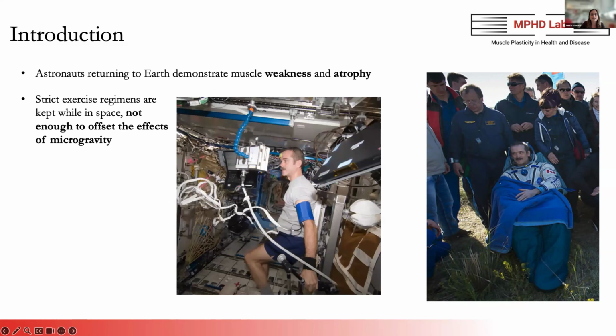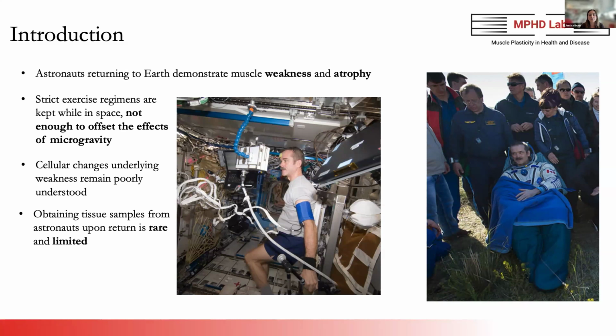Now, in order to counteract these losses, astronauts typically maintain a very strict and arduous exercise training regimen, but unfortunately, it has not proven to be enough to attenuate the changes to skeletal muscle. This leaves us with the need to discover an adjuvant therapy, but unfortunately, the cellular changes that occur to skeletal muscle are very poorly understood, mainly due to such limited access to samples, especially those from our human astronauts.